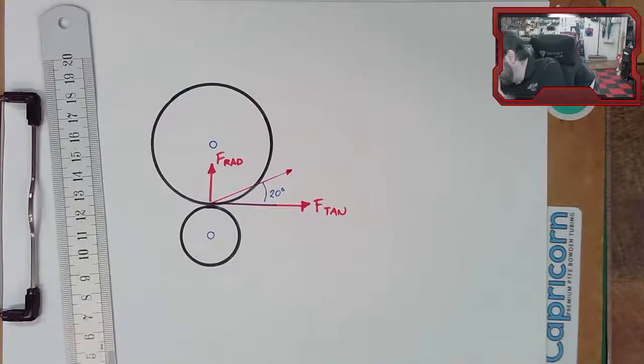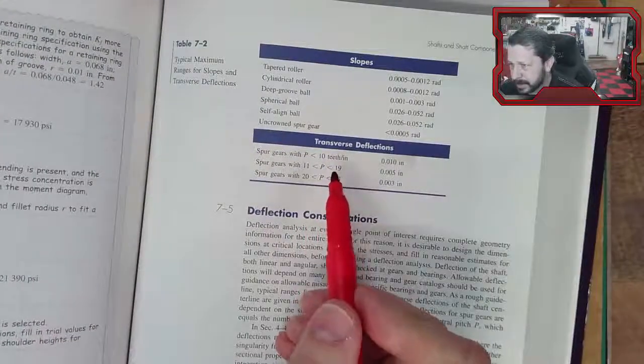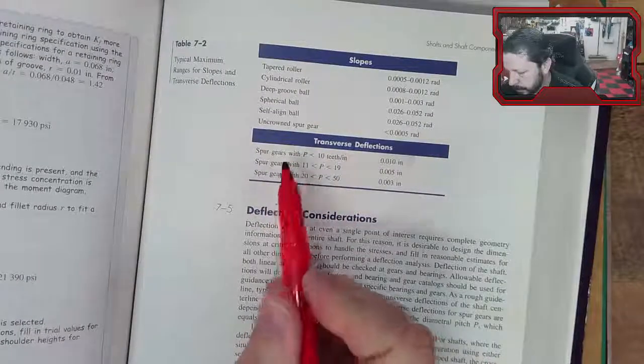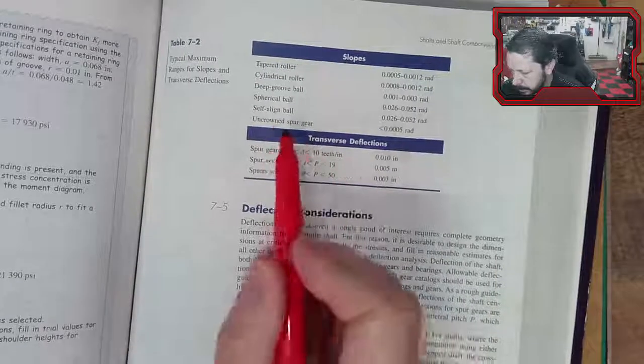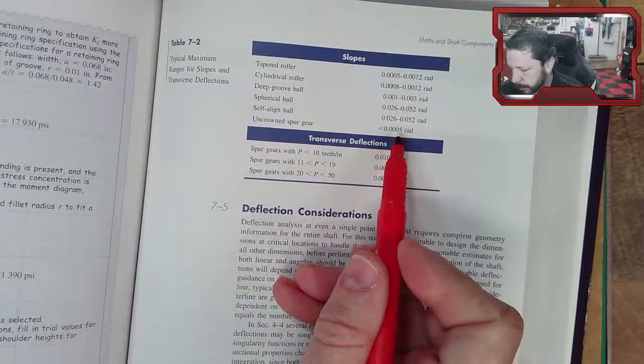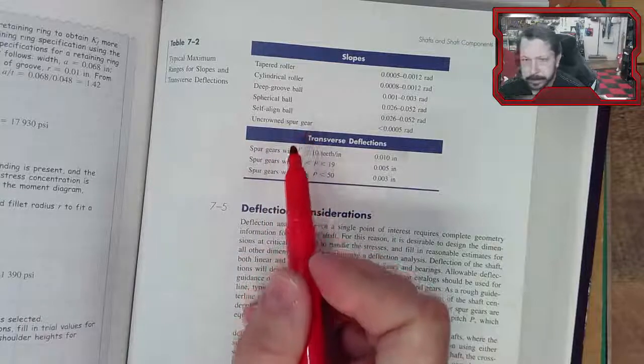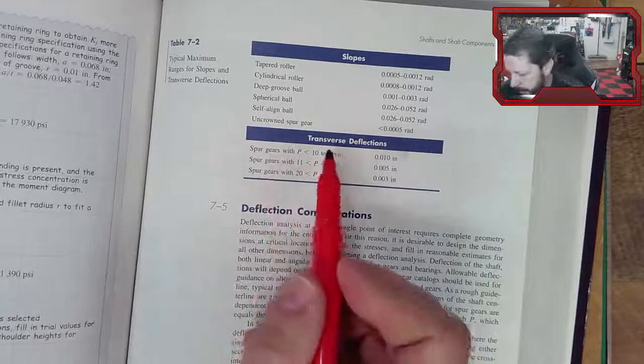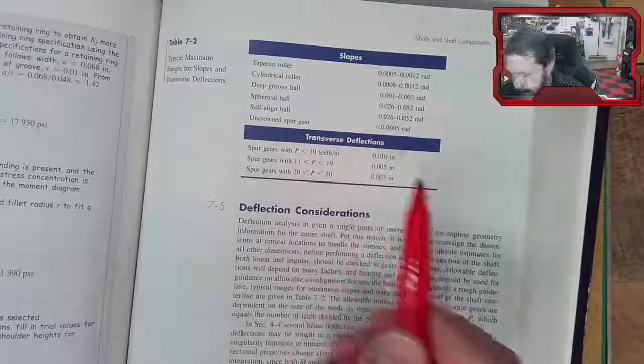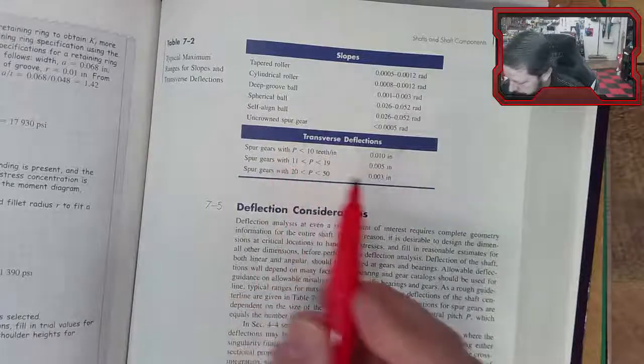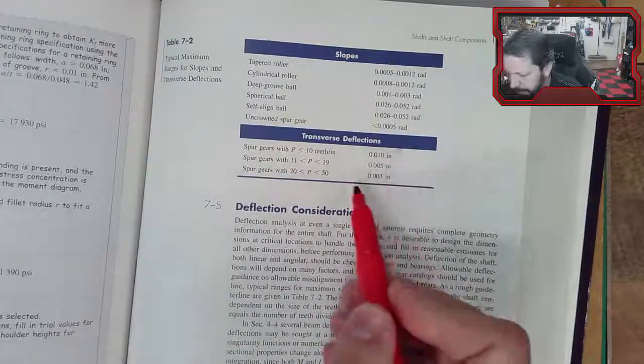In fact, on that same page, there's a list of maximum deflections for spur gears with different amounts, and they also put a slope in here for uncrowned spur gear. We'll talk about what that means later, but we do have uncrowned spur gears. So these deflections are really pretty small.